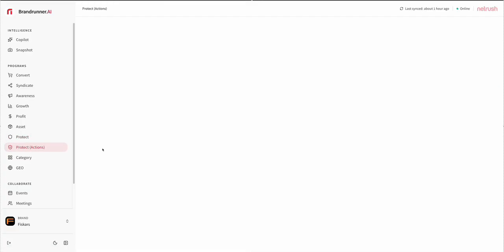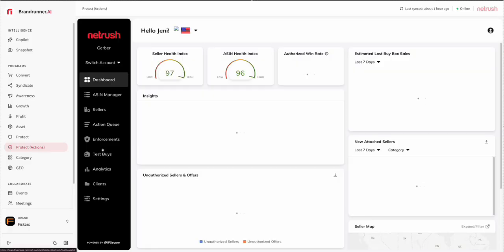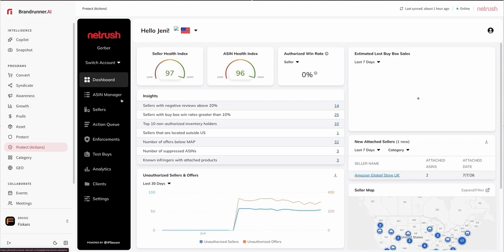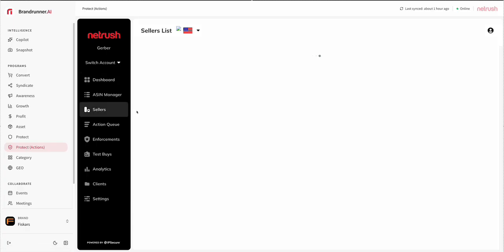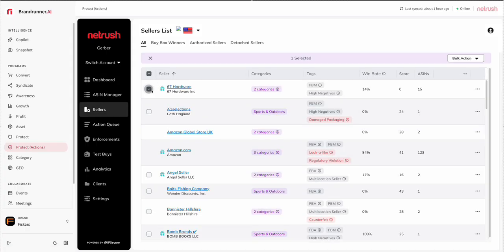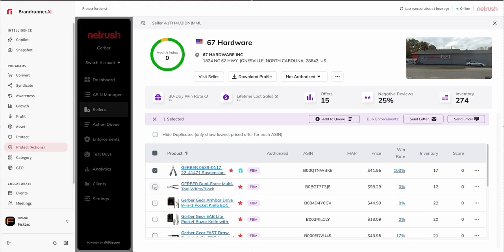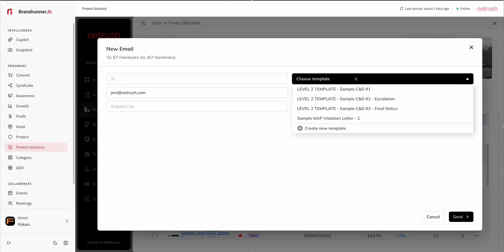This is our brand protection management system where it pulls in detailed information. In this case, we've used Gerber as an example. It pulls in specific violations, whether they are MAP violations or unauthorized selling violations, and actions can be taken within this tool. So, for example, if we look at specific sellers and specific products sold by specific sellers, we can then either send a letter, which is a registered mail letter, or send emails based on specific templates.